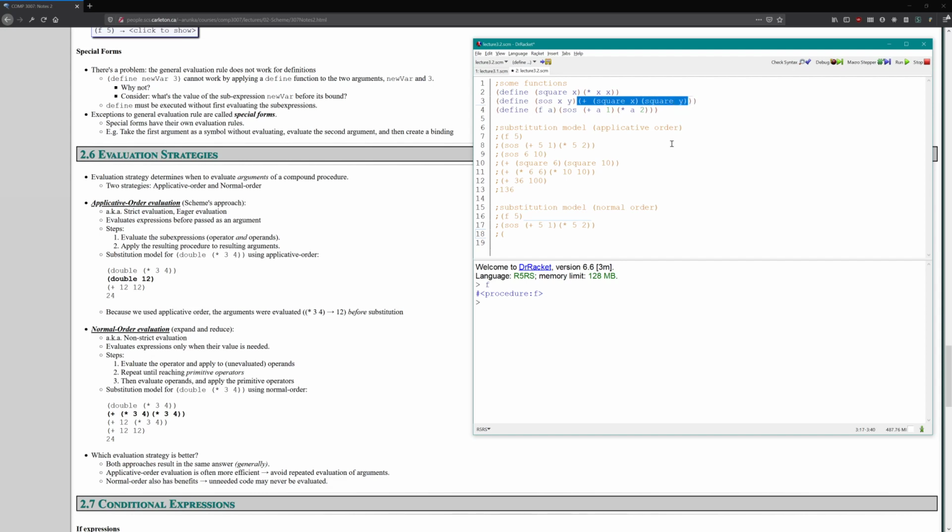So we take the body of this procedure, and everywhere where there was an x, we put plus 5, 1. And everywhere where there was a y, we put times 5, 2. Okay. So notice our expression is expanding and expanding here, but we can keep going.